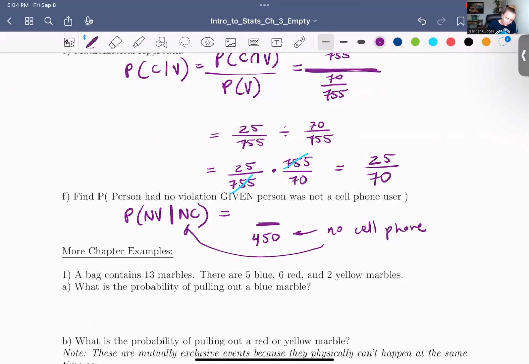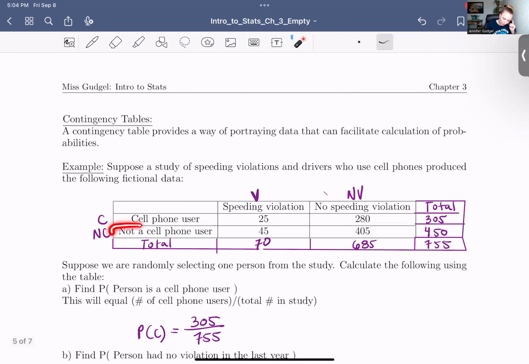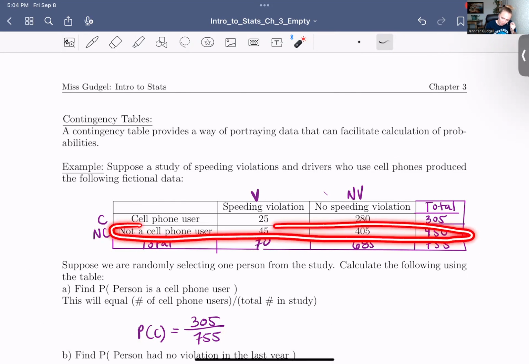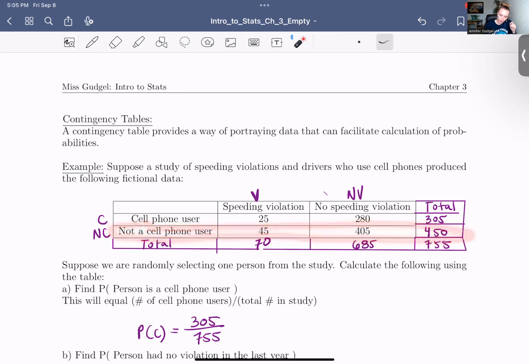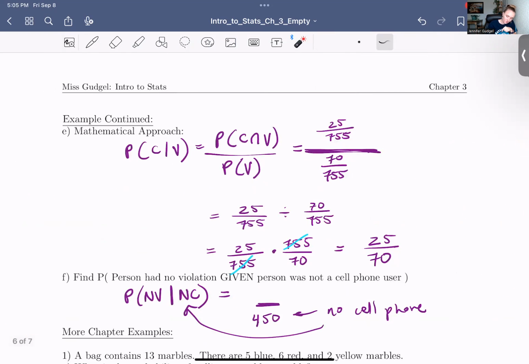All right, now out of those 450 people, how many had no violation? Because again, that's the probability we're looking for. So out of those 450 people, how many had no violation? Well, that's going to be the 405 there. So 405 out of 450.